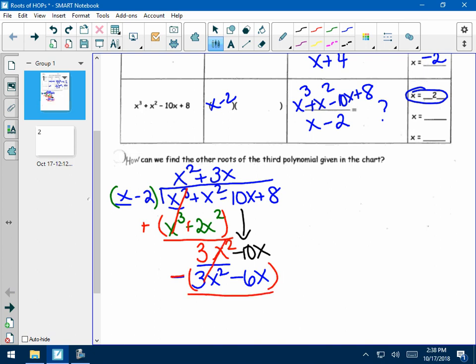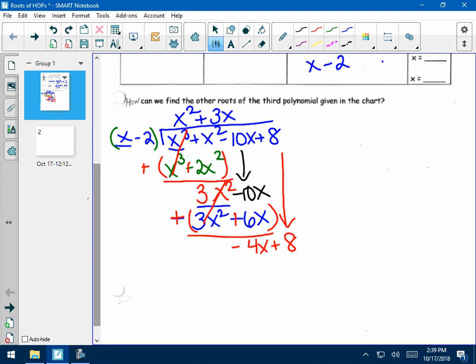3x squared minus 3x squared cancels. And again, when I subtract negative 6x, it might be nice in this case to say, oh, we're really adding that 6x, so negative 10 plus 6 is negative 4x. And the last step is to bring down your plus 8. So if I take negative 4x, divide by x, that leaves me with minus 4.